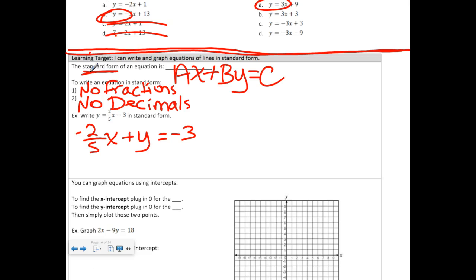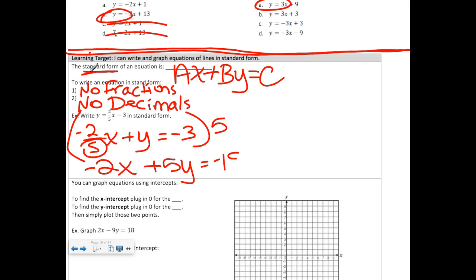And now that I see I have a fraction, how do I get rid of this fraction here? What do we multiply everything by? The 5. Yeah, whatever's on the bottom here, that's what we're going to multiply everything by. When we do that, it cancels out this 5, so I'm just left with -2x. I now have positive 5y equals -15. This looks like this. It's following all these rules, so you're done. Will you remember this? Okay.